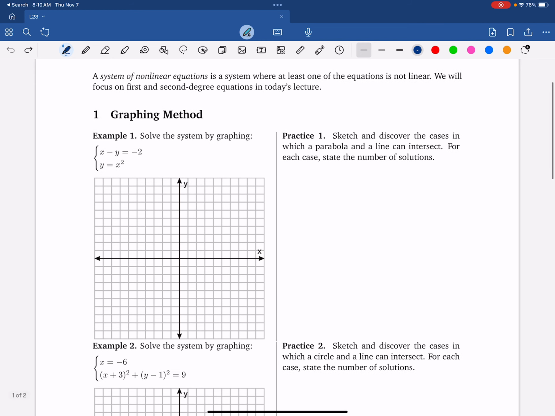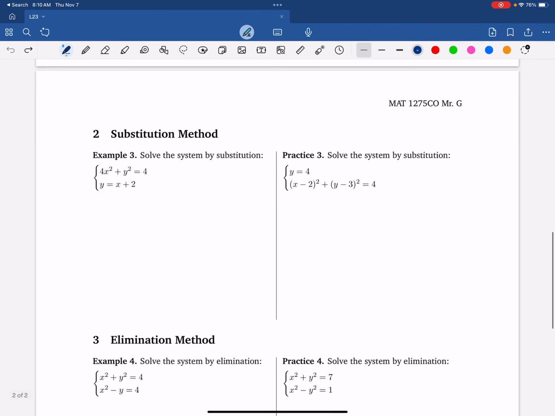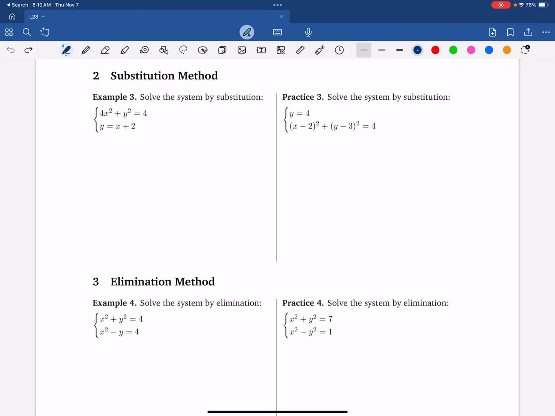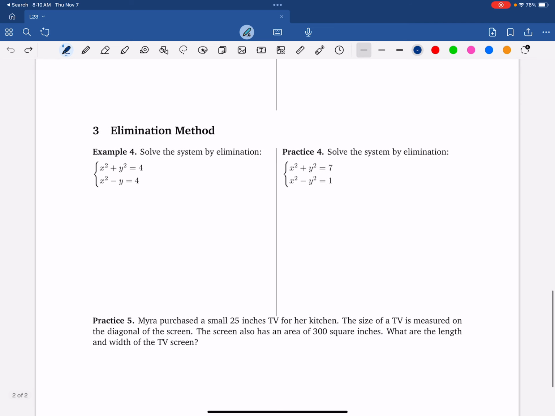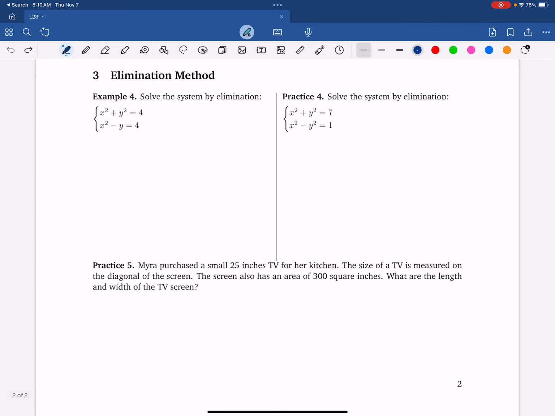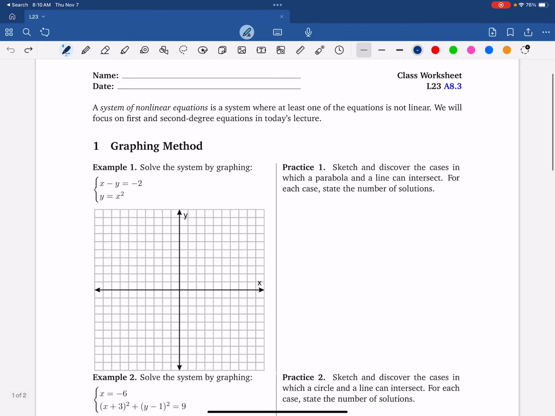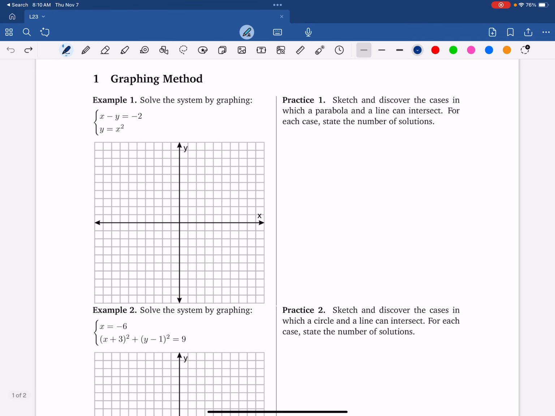You could look at the section title here. The first method is called the graphing method. You basically graph those two equations and then see where they intersect. The intersecting point is the solution, and sometimes they might intersect at multiple locations. For the second method, we will use the substitution method, which is very similar to what we did for the linear system. Same thing with the third method, which is called the elimination method. And at the end, we will have a word problem, which summarizes how you use nonlinear systems to solve word problems. Okay, so that's the intro, and we're going to start with the first method, the graphing method.